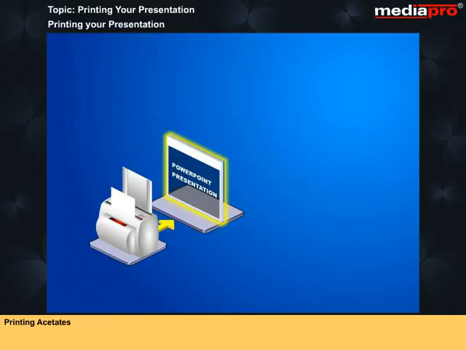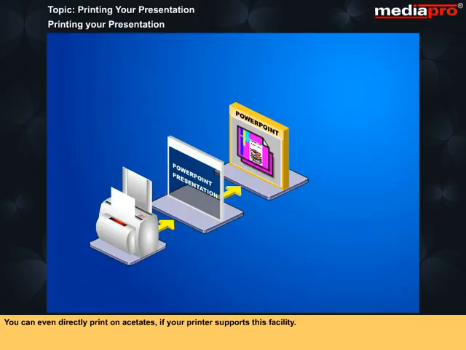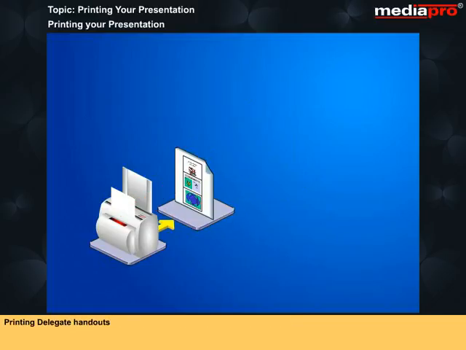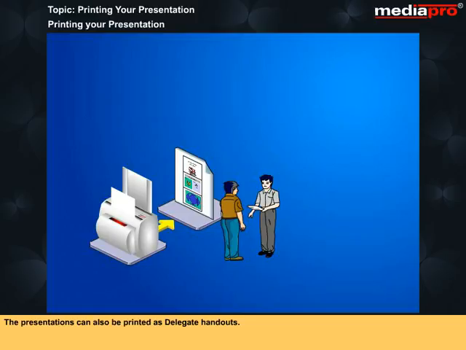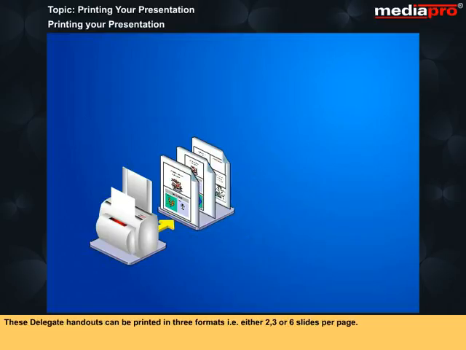Printing acetates. You can even directly print on acetates if your printer supports this facility. Or else, printouts can be taken on paper and then copied on the acetates. Printing delegate handouts. The presentations can also be printed as delegate handouts. These delegate handouts can be printed in 3 formats, that is, either 2, 3 or 6 slides per page.